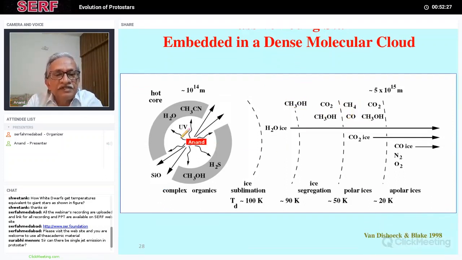You can see here, this is the massive star. Ultraviolet energy is coming here. It is destroying all the molecules. This is the ice sublimation. So temperature is now decreasing. Dust temperature is 100 degrees Kelvin here, 90, 50, and 20, and so on.